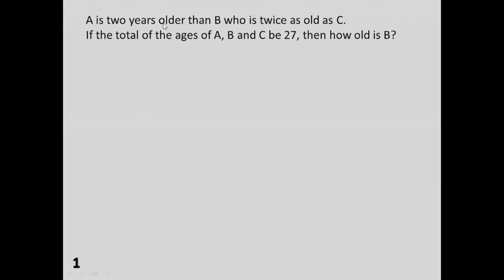A is 2 years older than B, who is twice as old as C. If the total ages of A, B and C be 27, then how old is B?